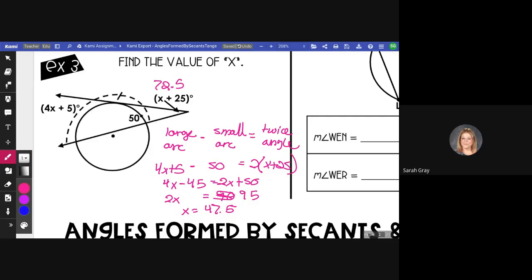And then 47.5 times 4, I'm filling in the numbers. 0.5 times 4 is 190. So this arc is 195. So if we do 195 minus 50, that's 145. That should be twice as big as 72.5.